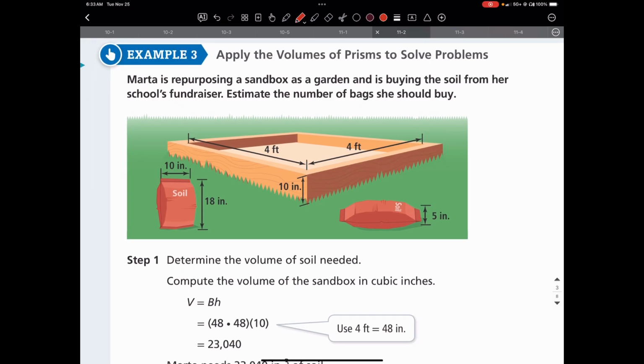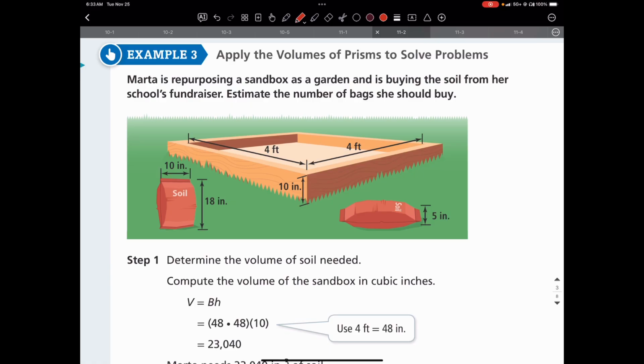All right, example 3, apply the volumes of prisms to solve problems. So Marta is repurposing a sandbox as a garden and is buying the soil from her school's fundraiser. Estimate the number of bags she should buy. Well, first we need to calculate the volume of the area, right? Determine the volume of soil needed.